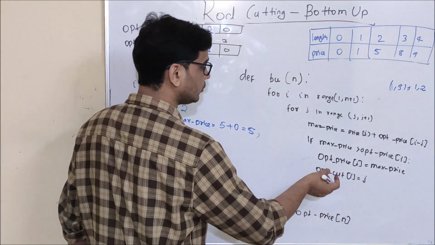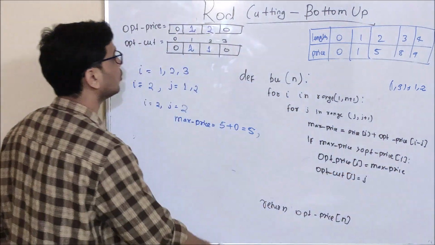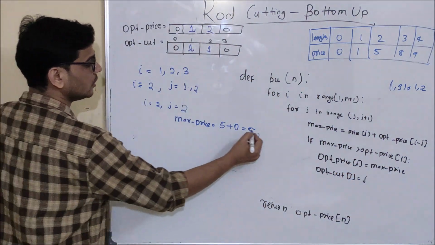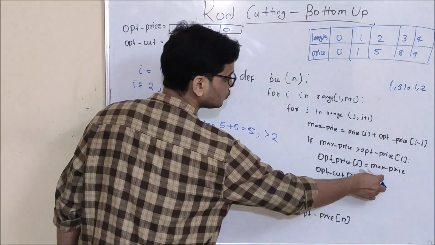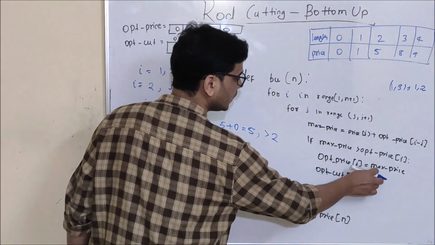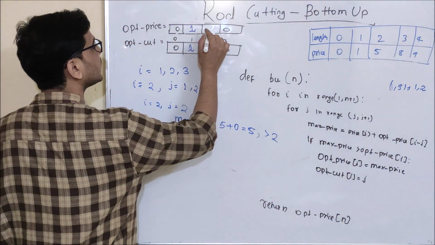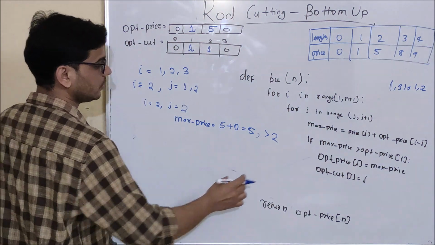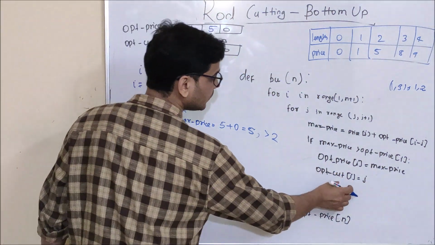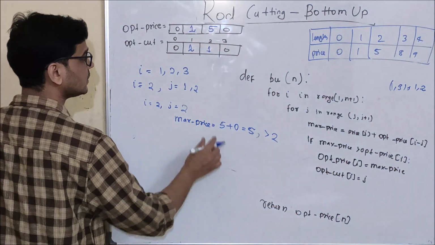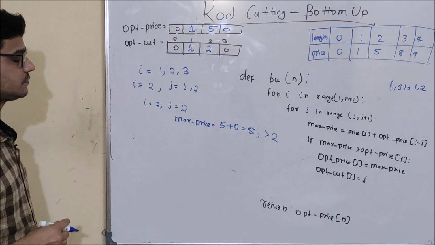Now I am going to compare it with opt price of I, and in opt price of I I have 2. So 5 is greater than 2 clearly. So I will execute these two lines of code. Opt price of I will update to max price. Okay, and what is max price? 5 now. And in opt cut of I, I will write j, and what is j here? 2. So I will update 2 here.